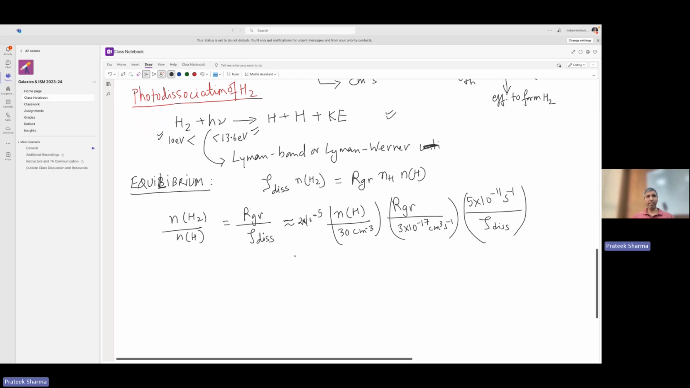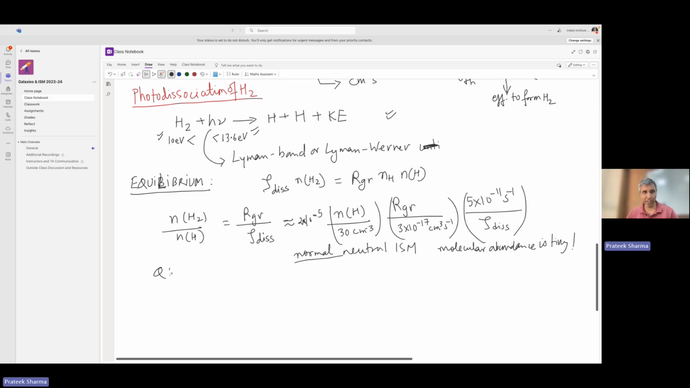So what you say is that in normal neutral ISM, the abundance of molecules is extremely small. Molecule abundance is tiny. So now the question is, how do you create molecular clouds? If this is the case in typical ISM conditions, how can we create molecular clouds which are mostly molecules?